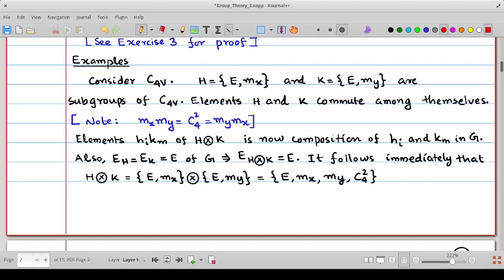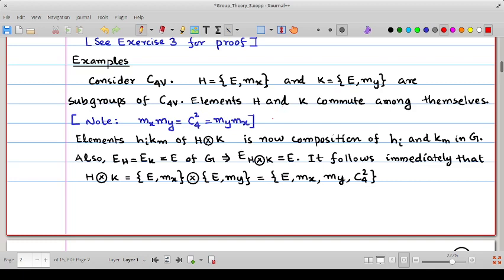Now we also check that the elements of H commute with the elements of K, and that's because E commutes with all other elements of the group G, and therefore there is no problem with that element. Now consider whether Mx commutes with My. To see that, we can check the group multiplication table. Mx My is equal to C4 square, and My Mx is also C4 square, and therefore Mx and My commute, and therefore we see that all elements of H commute with all elements of K.